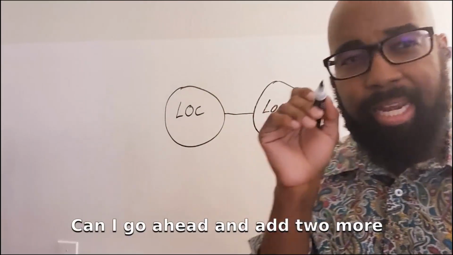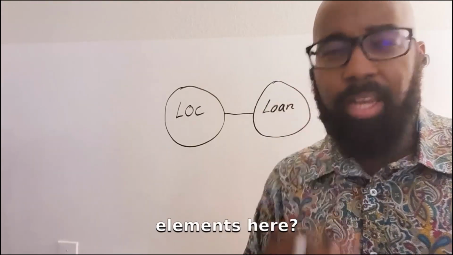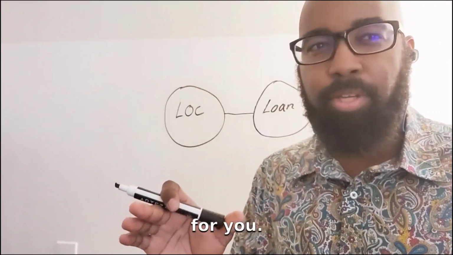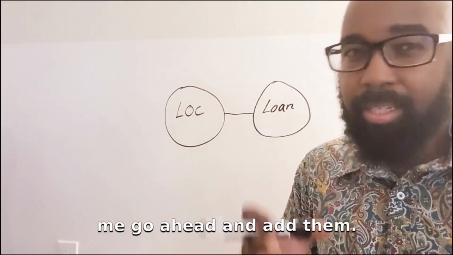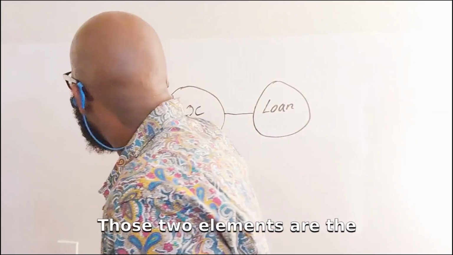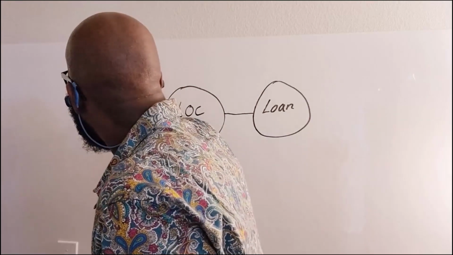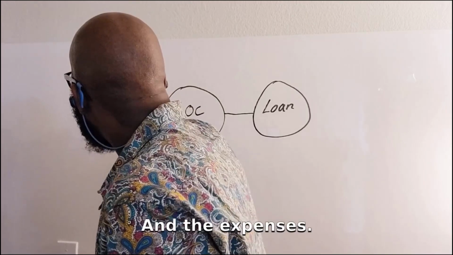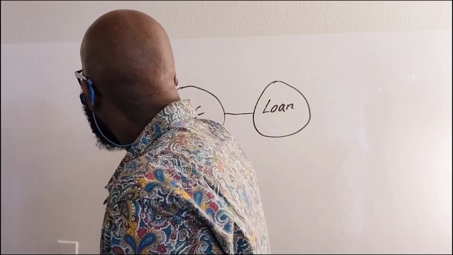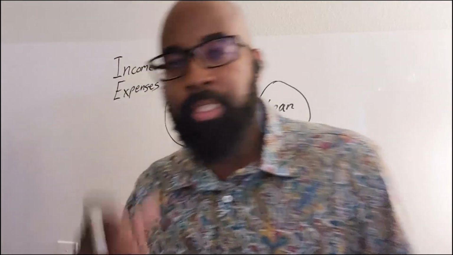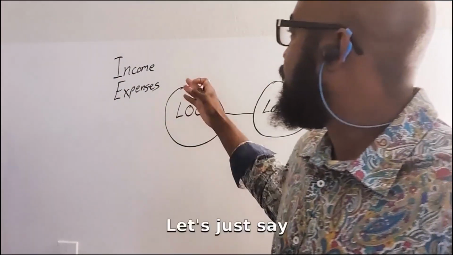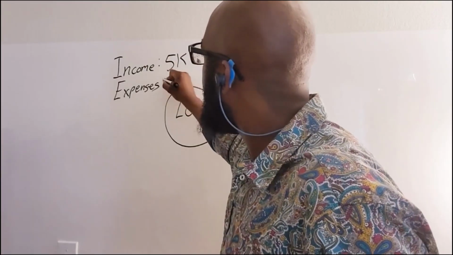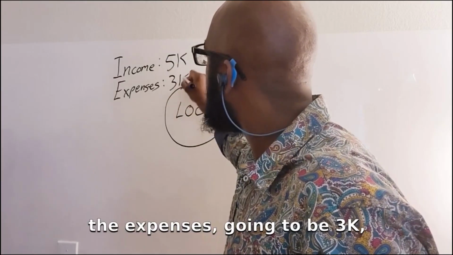Can I go ahead and add two more elements here that are going to be much better for you if you keep these in mind? Let me go ahead and add them. Those two elements are the income and the expenses. Absolutely. So, income and expenses. Let's just say the income is 5K. The expenses are going to be 3K.